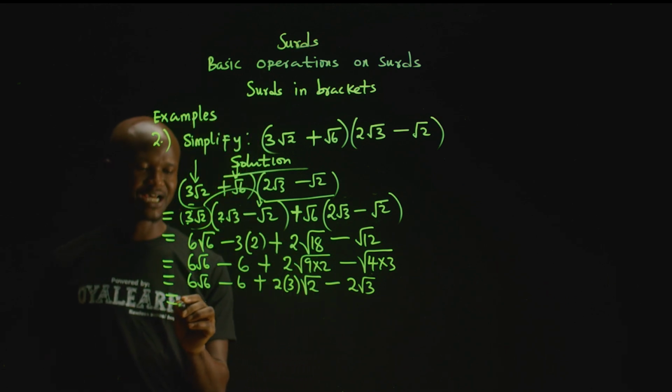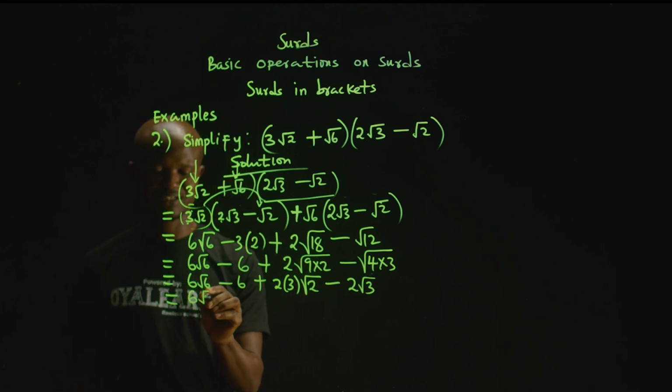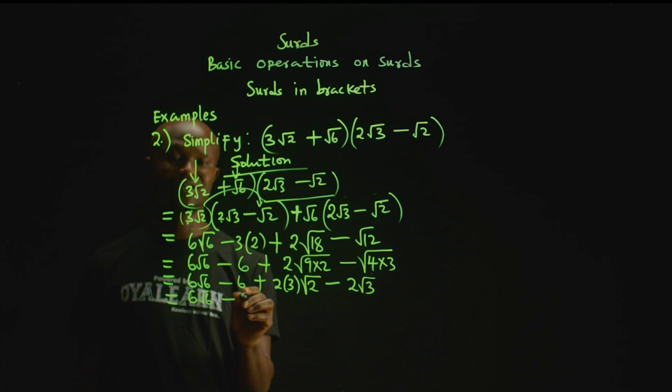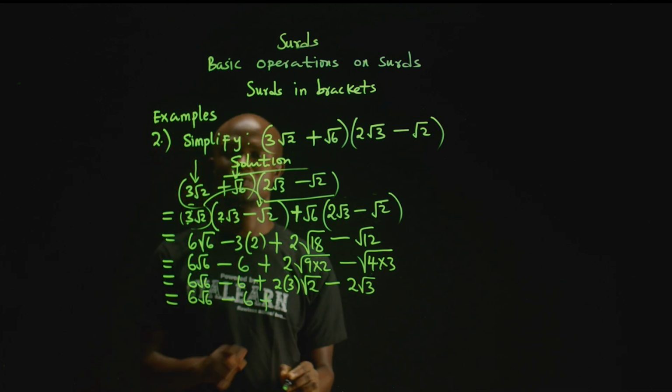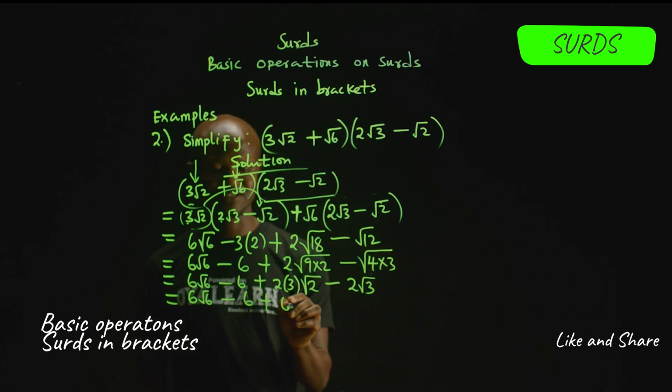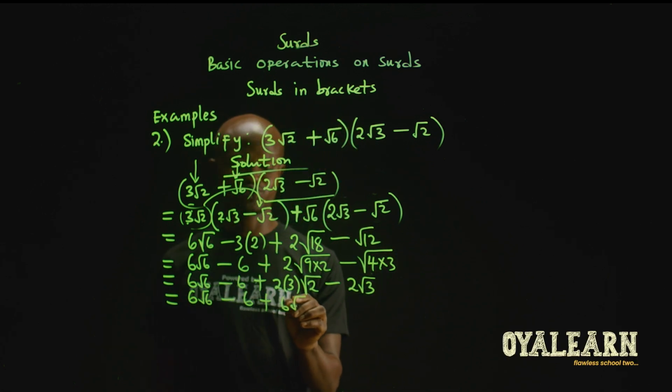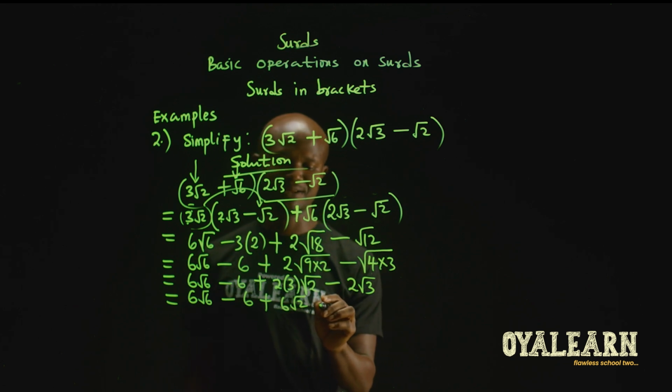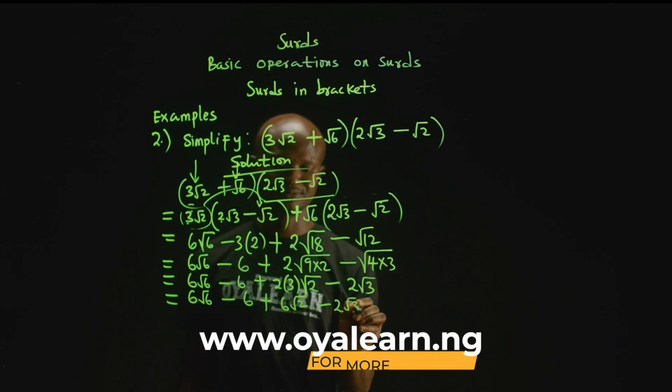So in this case, we now have 6√6, then minus 6 plus, what do we have here? 2 times 3 is what? Is 6. So we have 6√2 here for this term, then minus 2√3.